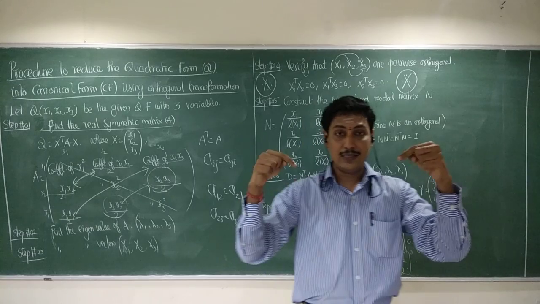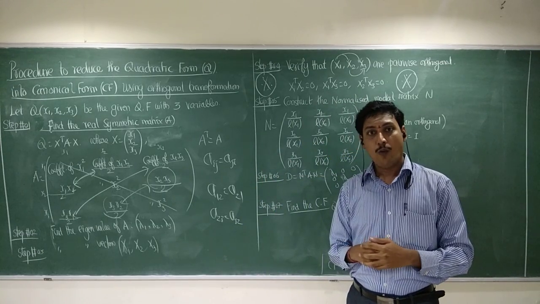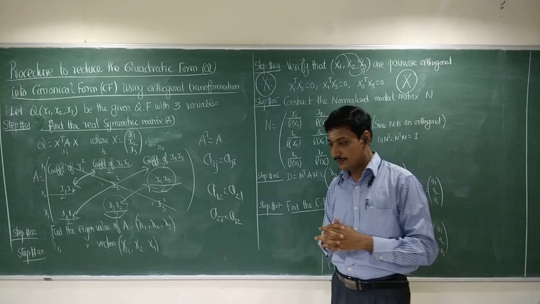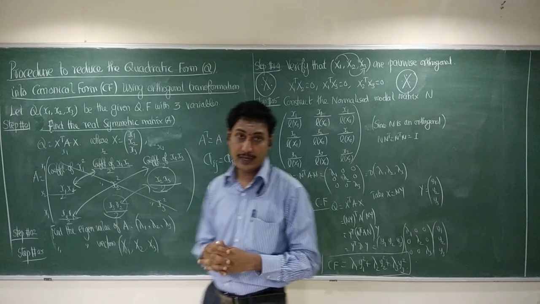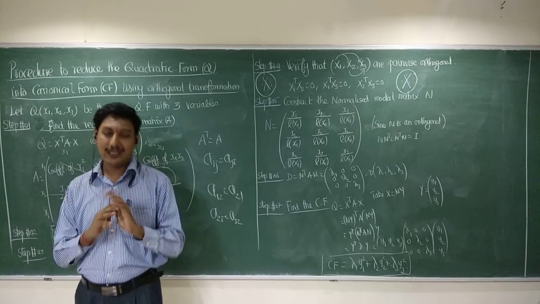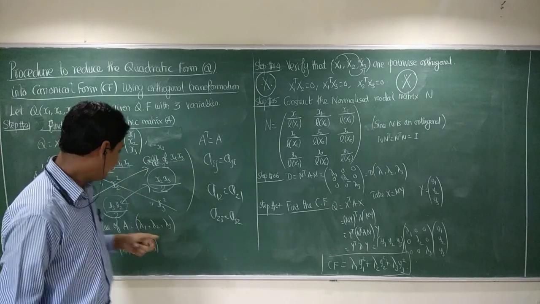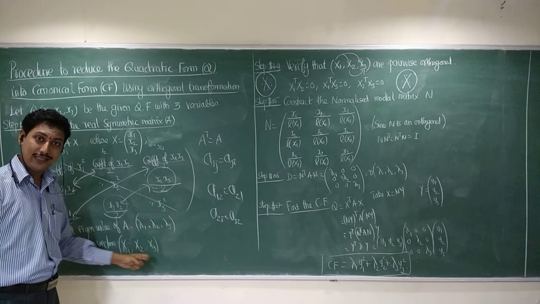I also made a separate video on constructing the normalized modal matrix. What is meant by normalized modal matrix? A normalized modal matrix is nothing but a matrix whose column vectors are the normalized eigenvectors. If you see that we got X1, X2, X3.